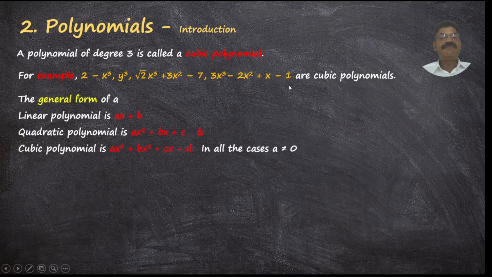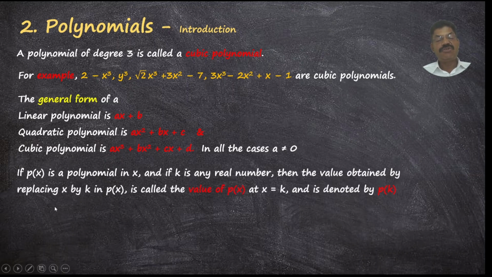Now let us see the general form of polynomials. A linear polynomial is always of the form ax plus b. So ax plus b is the general form of a linear polynomial. ax square plus bx plus c. This is the general form of a quadratic polynomial. ax cube plus bx square plus cx plus d. It is the general form of a cubic polynomial. In all cases, a not equal to 0. For example, if a is equal to 0 here, it is no longer a cubic polynomial. So to ensure that it is a cubic polynomial, a must not be 0.